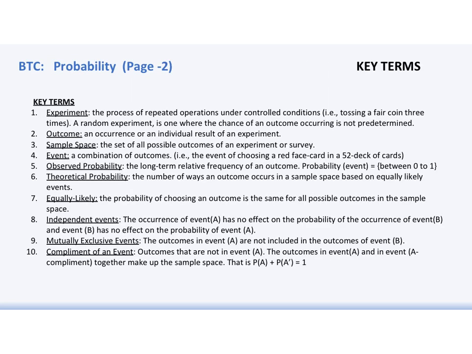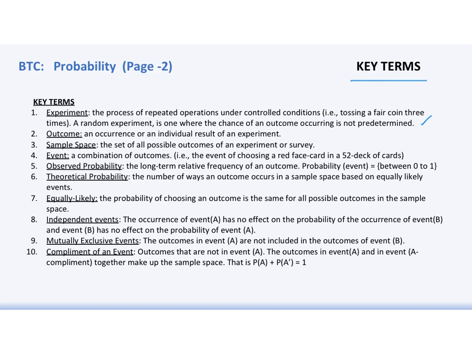So now we're going to look at the key terms in this chapter. The first key term is experiment. This is the process of repeated operations under controlled conditions, such as the tossing of a fair coin 3 times. A random experiment is one where the chance of an outcome occurring is not predetermined.